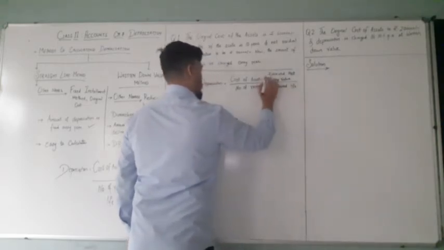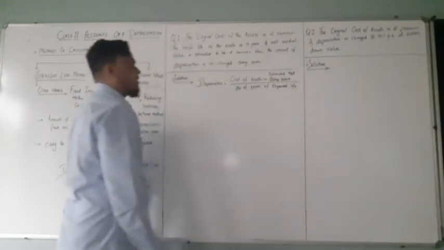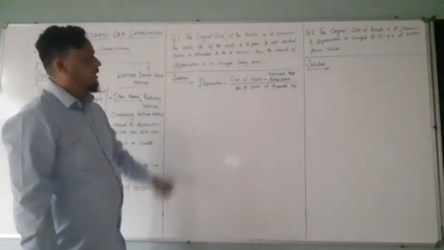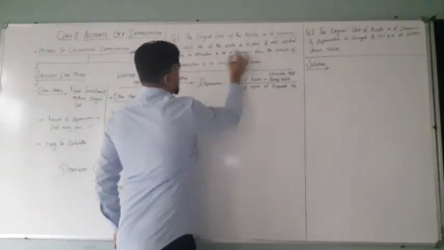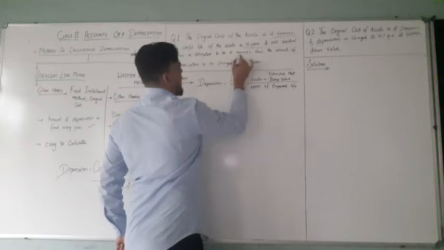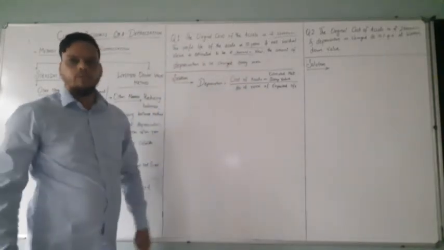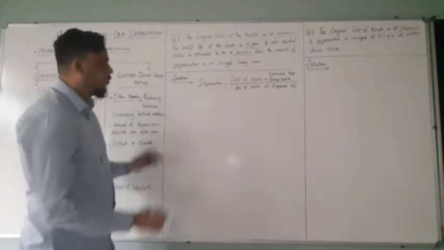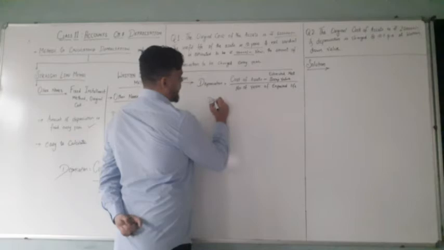Not plus, but it is minus. I have made a plus, but it has to be written as minus. In the question it has already been said that cost of assets is 5 lakh, expected life is 10 years, and estimated value is 1 lakh. So all information has been provided over here. So we will calculate the depreciation over here.